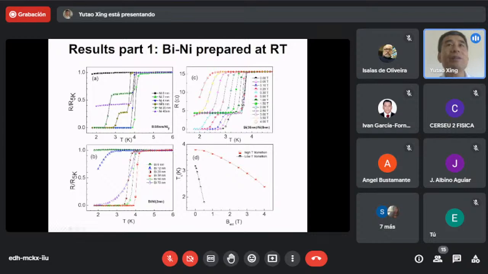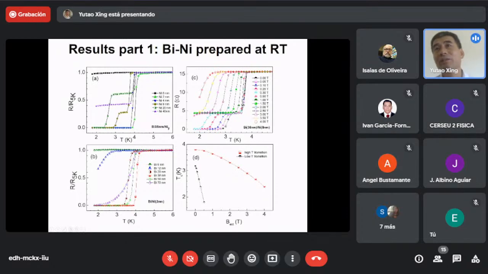We can see here we fixed the thickness of bismuth, and by changing the thickness of the nickel layers, we found they are superconductors. Even when we deposit a very thin layer of bismuth, the nickel has already become a superconductor. The superconducting transition is around 4 Kelvin. But if we increase the thickness of nickel, a two-step transition appeared. Of course, this is quite new for us, because nobody reported the two-step transition.